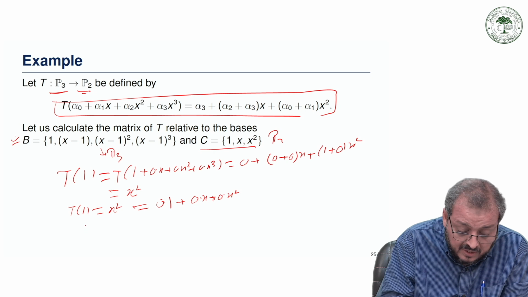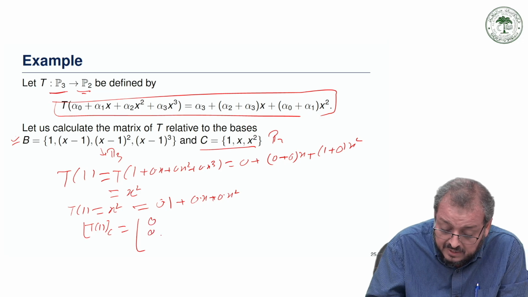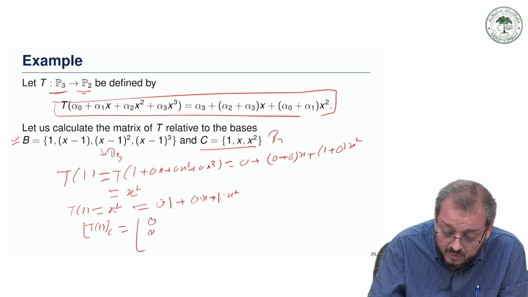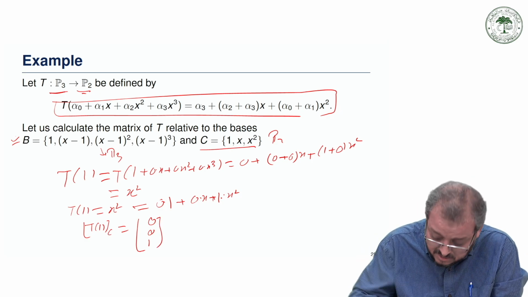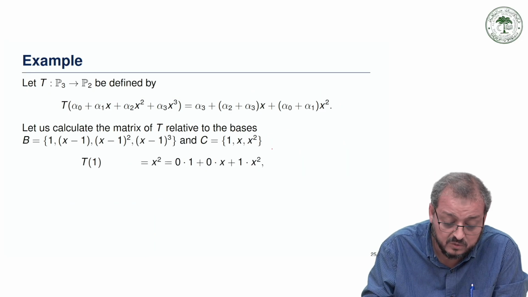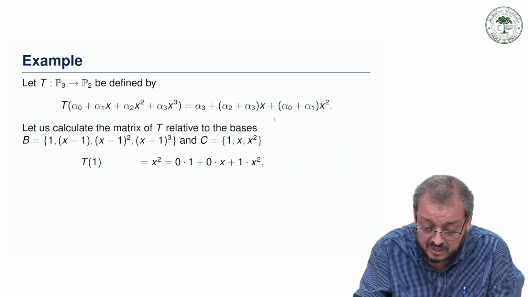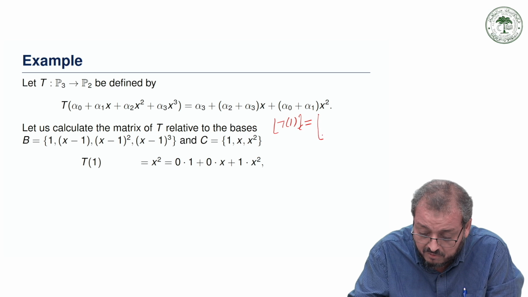So this means we can say that T of 1 with respect to the basis C is the column vector 0, 0, 1. So 0, 0, 1 corresponds to this one. So I just calculated T of 1 over C, which is the column vector 0, 0 and 1.